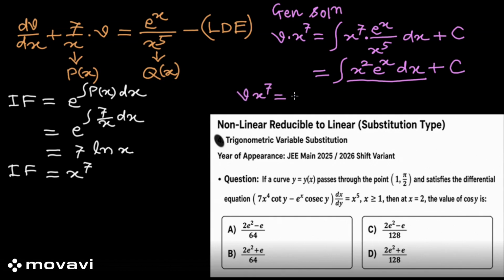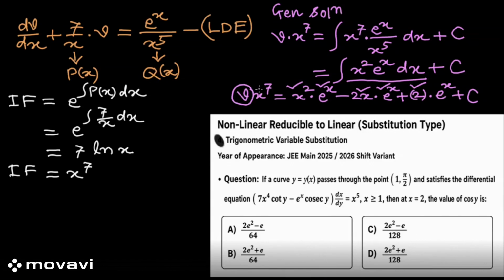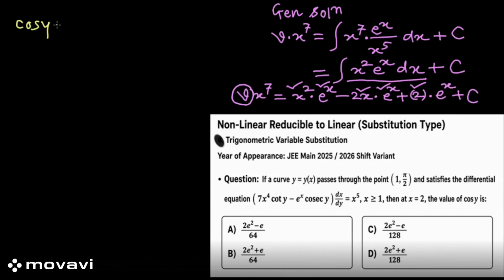That will give us first function x square into integral of second e raised to x, minus derivative of x square, 2x, into integral of e raised to x, plus derivative of 2x, 2, into integral of e raised to x. The process ends because derivative of this 2 is 0, plus c. Putting for this v cos y, this will be cos y x^7 equals e raised to x into (x square minus 2x plus 2) plus c. So this is the general solution.